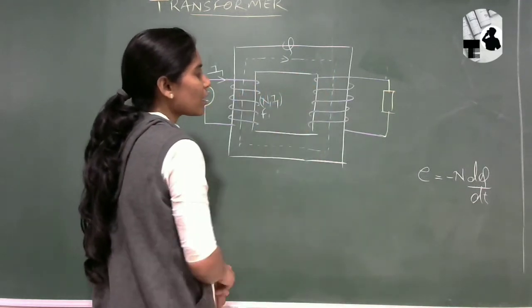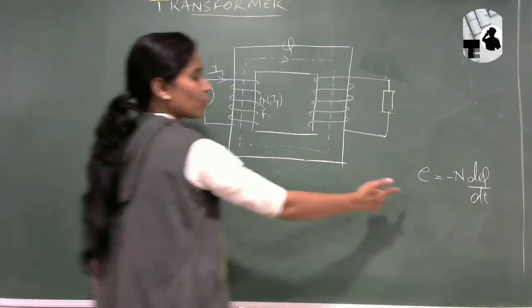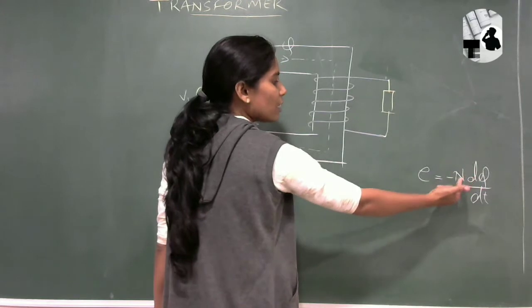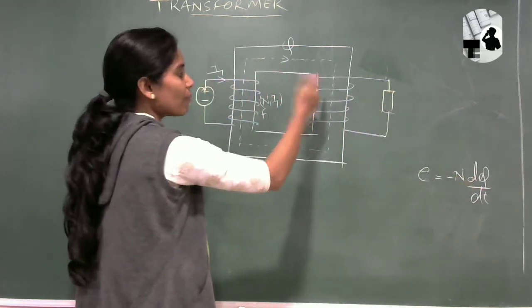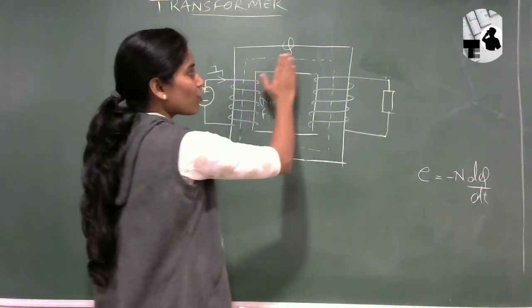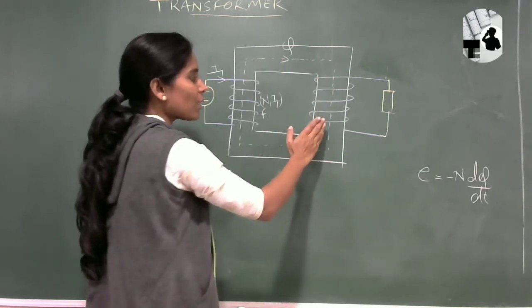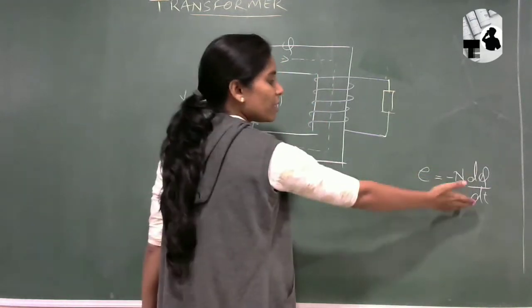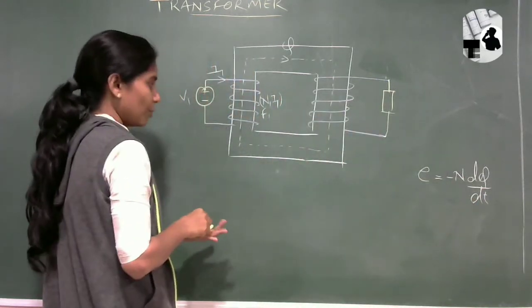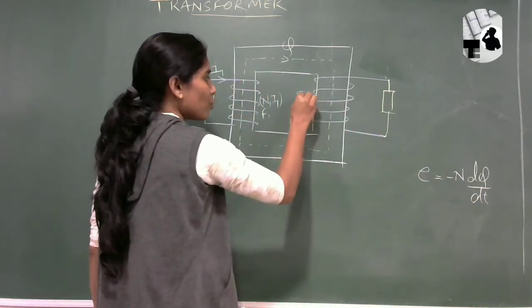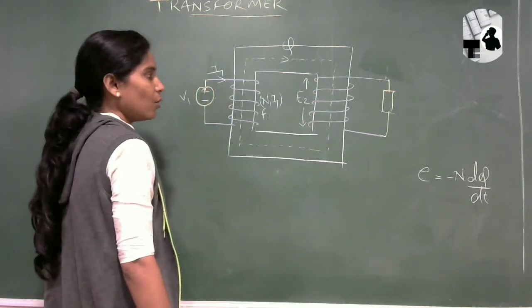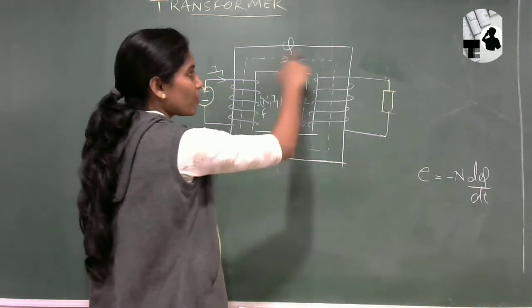As it is linking with the secondary coil, according to Faraday's law, when flux links with the coil, we will get some value of EMF. Because it was 0 initially and now we are getting some value of φ, there is a change in flux. So there is dφ/dt, and we'll get some value of EMF, suppose E2, across the secondary coil. So E2 we are getting due to this φ.